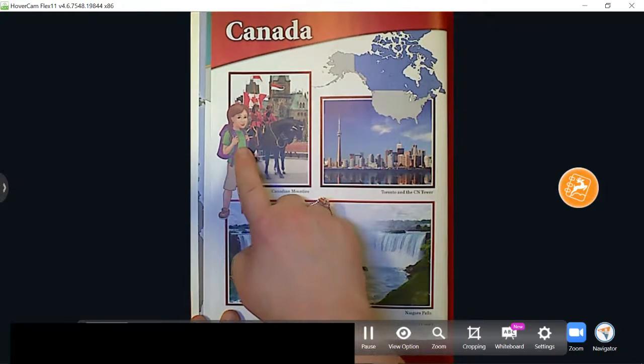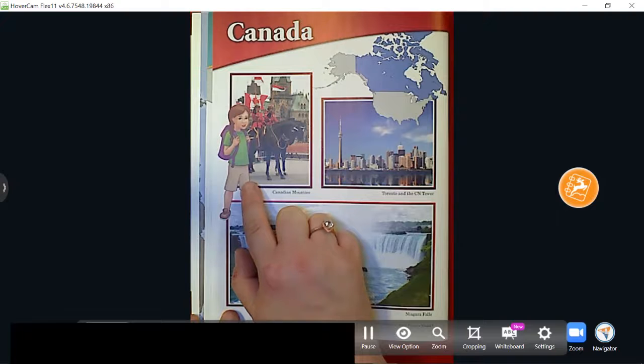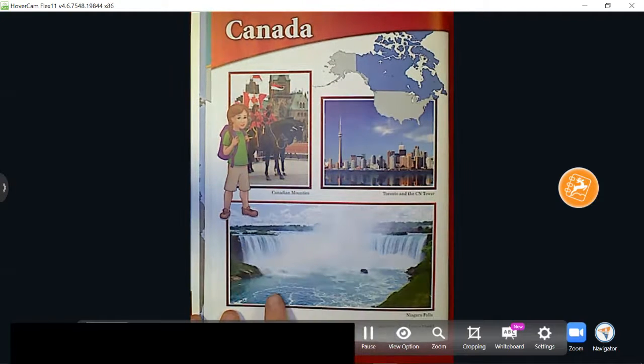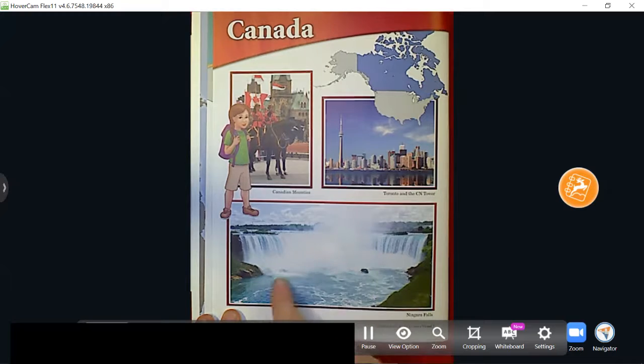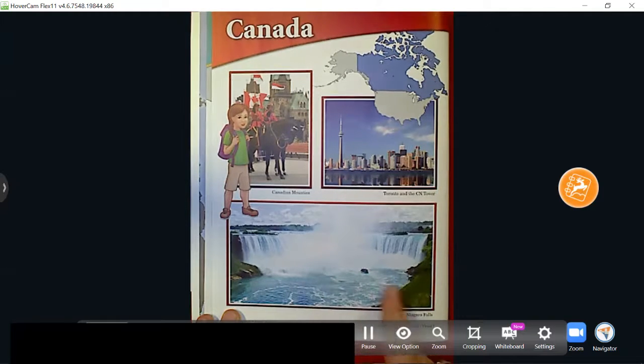All right, so this is Victoria, and Victoria lives in Canada. She wants to tell us a little bit about Canada and why this place is so special to her. The first thing she wants to show us is this big waterfall. This is called Niagara Falls. Niagara Falls is partly in the United States and partly in Canada.